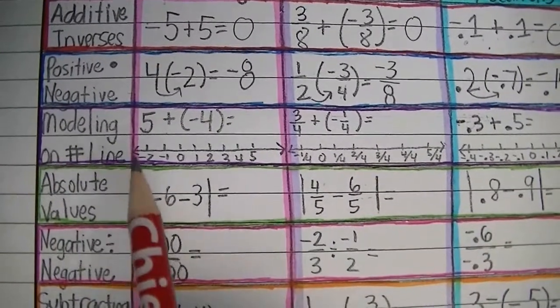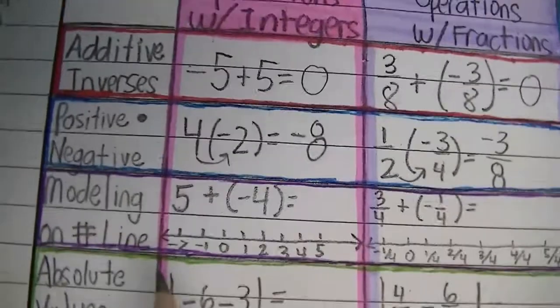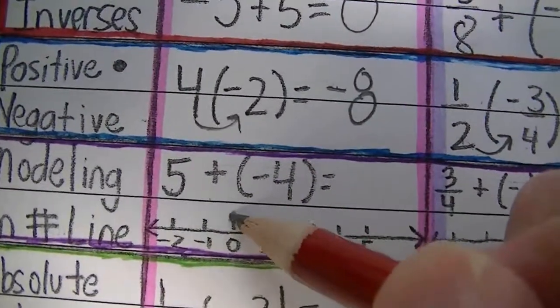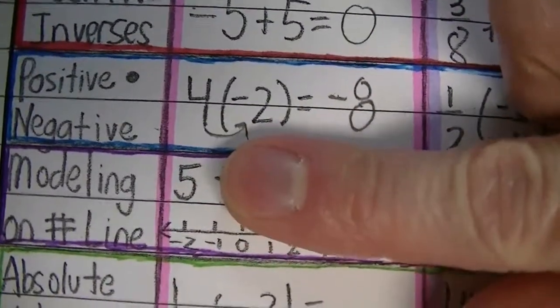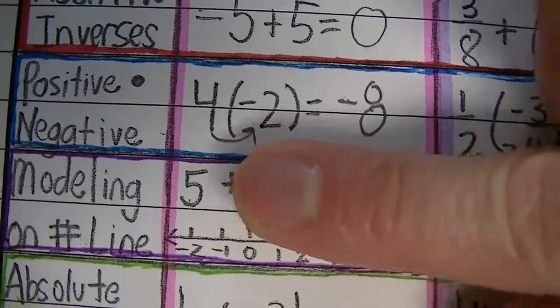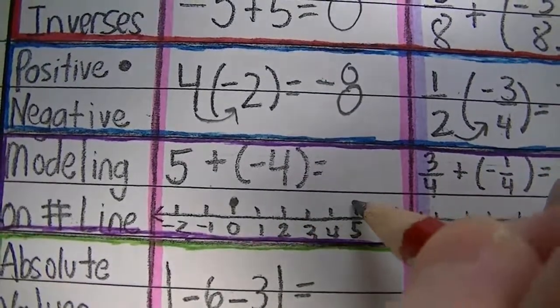Okay, the next row has to do with modeling on a number line, okay? So again, we're going to use vectors. We're going to start at 0. So there's my start of my vector. And it says if there's a positive 5. Since it's a positive 5, I'm going to go to the right 5 units. And in my vector there, so 1, 2, 3, 4, 5 would be right there.